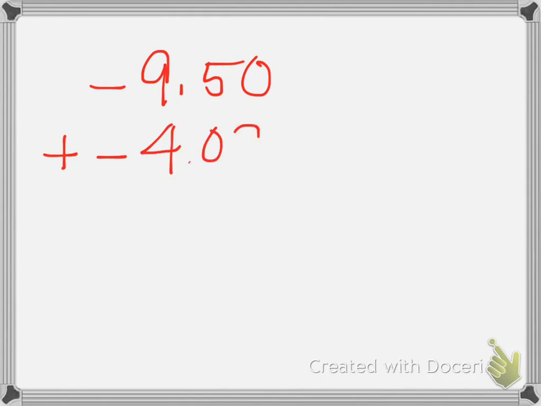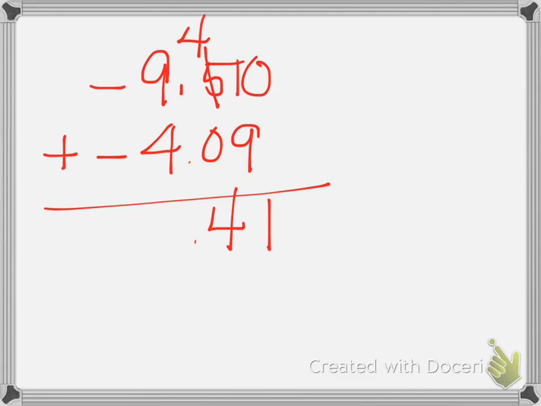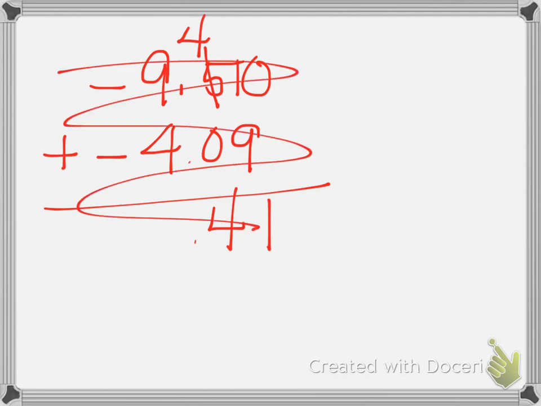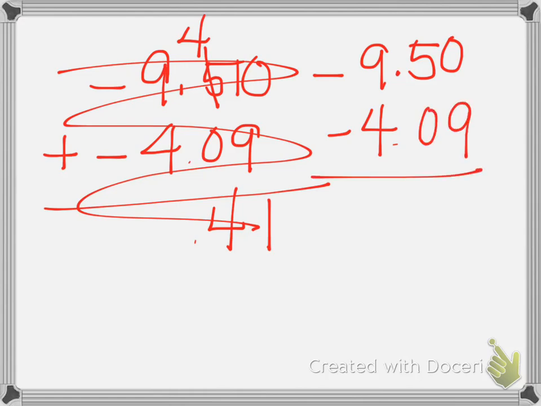So let's line up our problem. Negative 9.50 plus negative 4.09. Okay, let's see. I've got 0 minus 9. I can't do that. I'm going to have to borrow. That makes that 4. That makes that 10. 10 minus 9 is 1. 4 minus 0 is 4. Oh, sorry. We're adding. Negative 9.50 and negative 4.09. Remember we just talked about the number line.